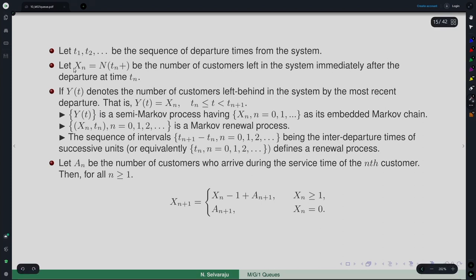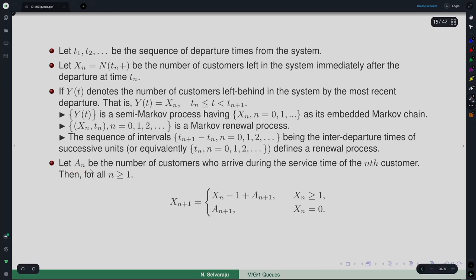So, this is the Markov chain that we are talking about. If I look at Xn, we know Xn is the embedded Markov chain. That is what we were looking for. Now, we will treat this Xn to study how one can analyze the M/G/1 queue based upon it.